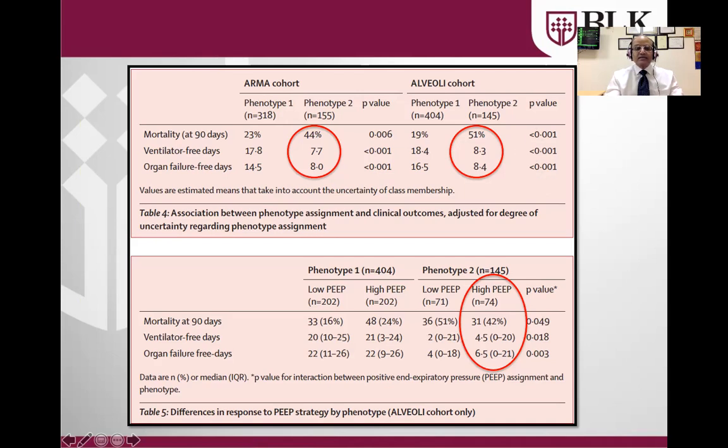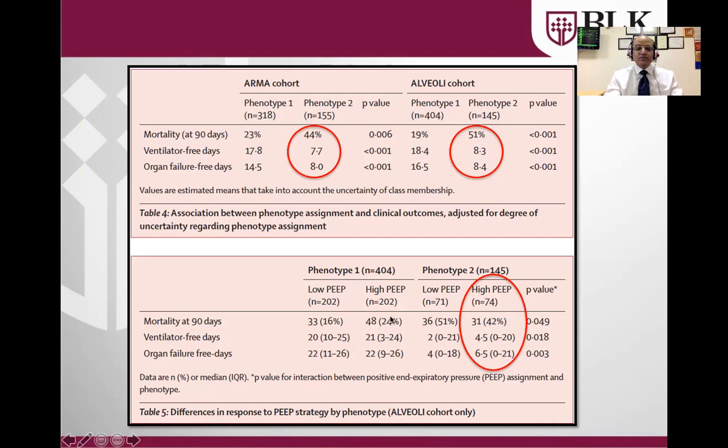And when they looked at the application of PEEP, they found that with low PEEP, the mortality was high in this group, but with high PEEP, the mortality was less, although it did not reach statistically significant levels. Even ventilator-free days were more, organ failure-free days were more with the high PEEP in phenotype 2.